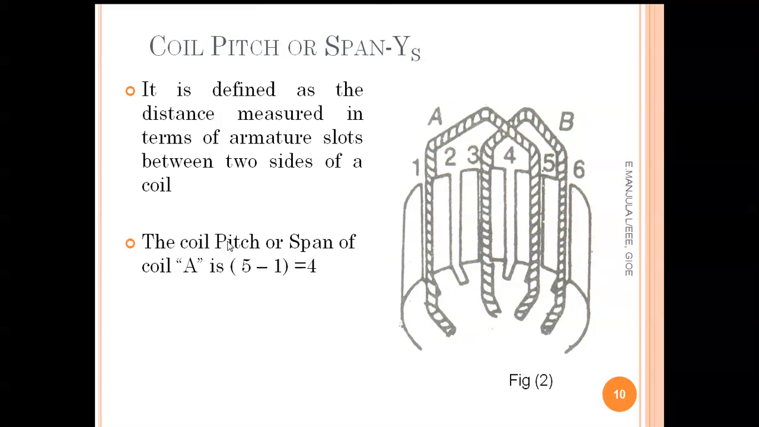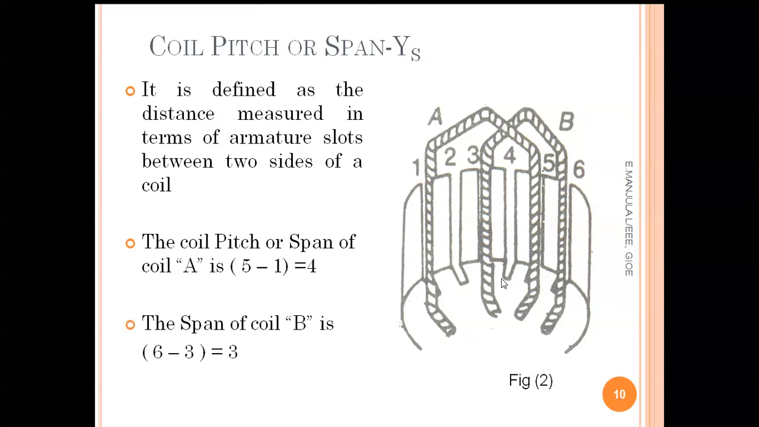See here the coil pitch or span of coil A. We are taking only one coil. What is the span of that coil? Here we are measuring in terms of slots. This is slot 1, slot 2, slot 3, slot 4 and slot 5. The first end is in slot 1 and the other end is in the fifth slot. So fifth slot minus 1, 5 minus 1, is equal to 4. So the slot span is 4. The coil pitch is 4. The coil span is 4.